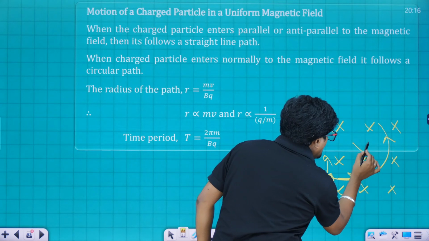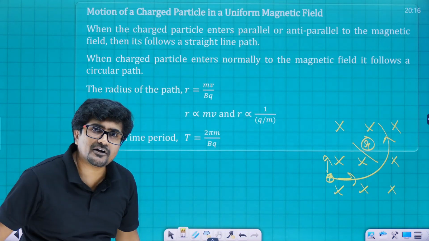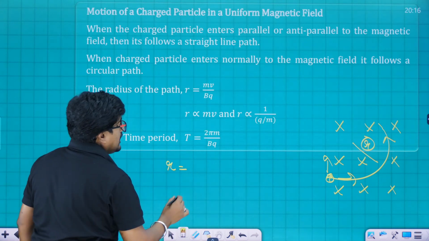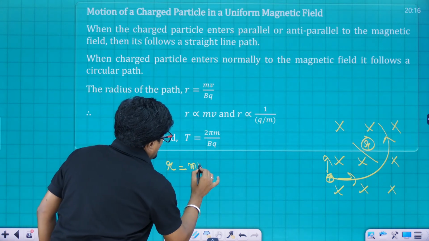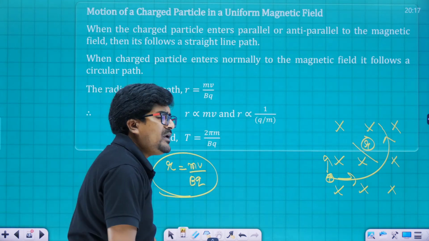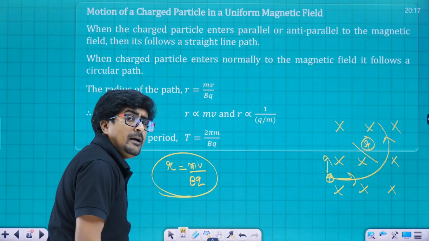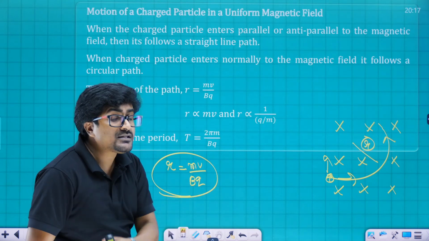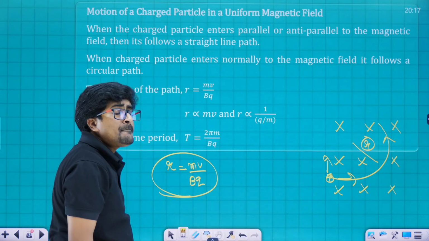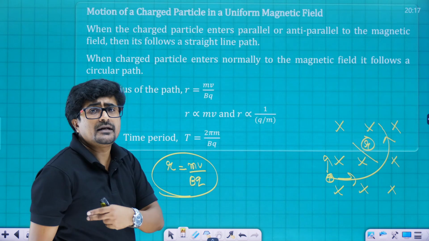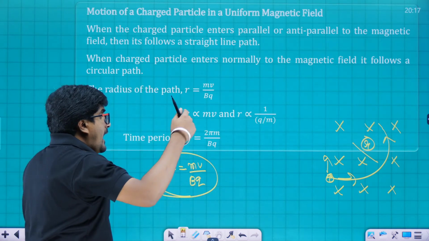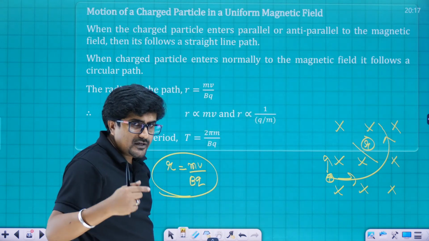Since it is following a circular path, we need to talk about the radius. The radius of the path is a small letter r, equal to m into v all divided by b into q, where m is the mass of the charged particle, v is the velocity with which it enters, b is the magnetic field strength, and q is the charge carried by this positive charged particle. Don't forget, this was a positive charged particle; if it is a negative charged particle, the direction will be reversed, and if all other parameters remain the same, the radius is also the same.